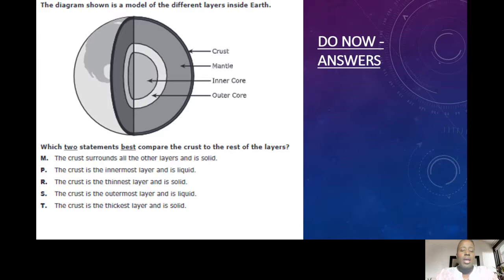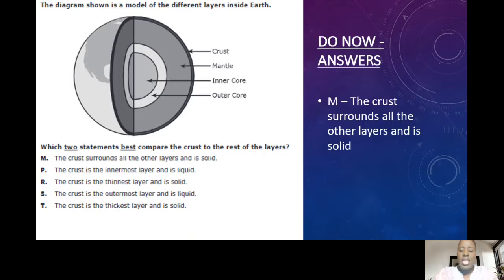Now, remember our test taking skills. We really have to look at the question and understand what it's asking of us. There are emphases that are placed on questions in certain ways. One way is underlining the word, and the other way is to have the word in bold print. Here, the question has two underlined words. Which two, the word two is underlined, statements best is underlined, compare the crust to the rest of the layers. What are our answers?